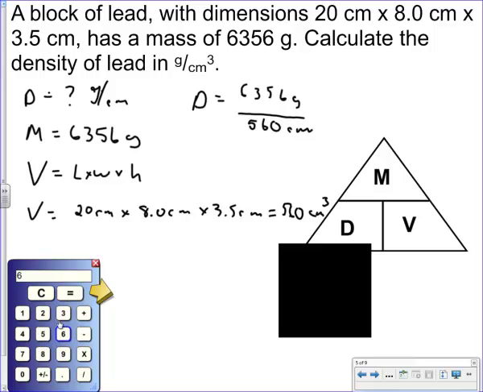So 6,356 divided by 560, and that's not it. Let's try that again. 6,356 divided by, not subtract, 560, and you get a density of 11.35 grams per centimeters cubed.